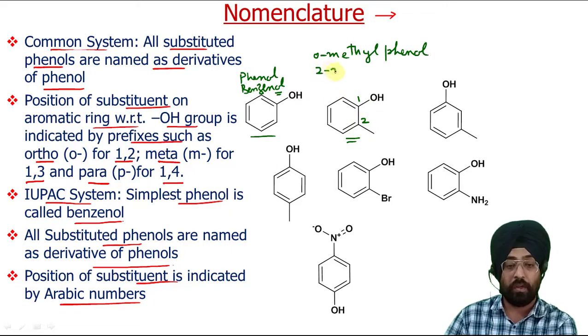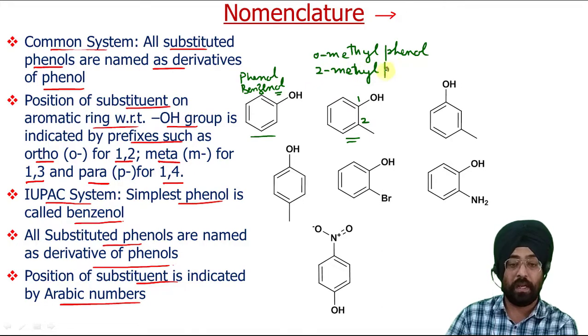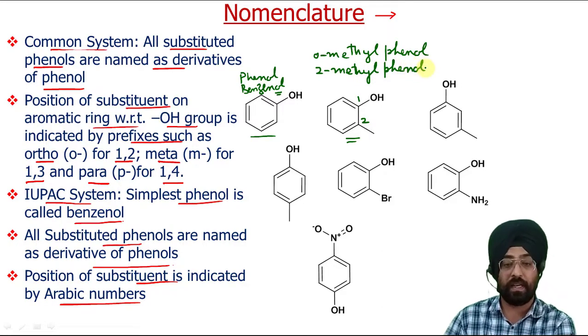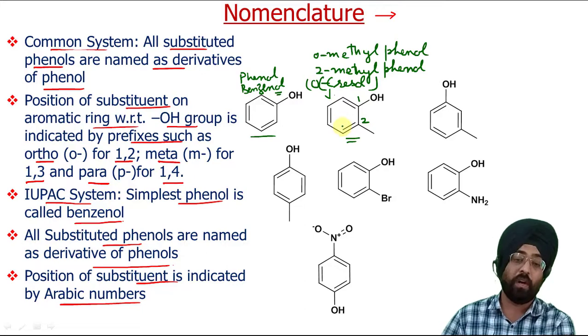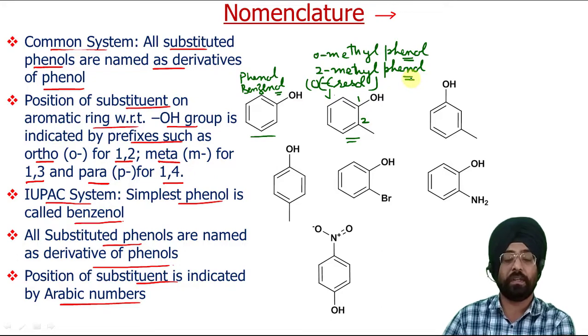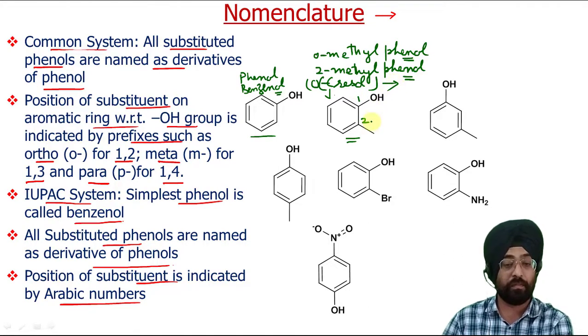It will be called 2 methyl phenol. That is its name in IUPAC name, but it is most famous as cresol. So it is orthocresol. Cresol is its trivial name, so it is more famous by this name. So that is how we name according to this common nomenclature system and IUPAC nomenclature system. And some compounds, they are most commonly famous for their trivial names, like the name of this compound is orthocresol.